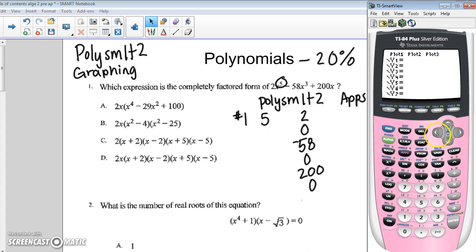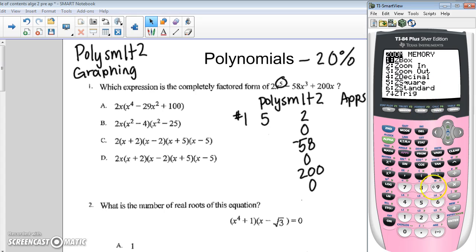And if you type it in your calculator, you would type in 2x to the 5th minus 58x to the 3rd, and then plus 200x. Hit graph, and you're looking for where it is going to cross. So you see that it crosses at negative 5, negative 2, 2, and also at 5. So the question is, where's that 5th answer? Well, PolySmlt will tell you it's at 0.